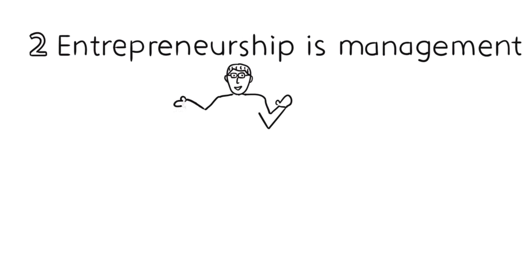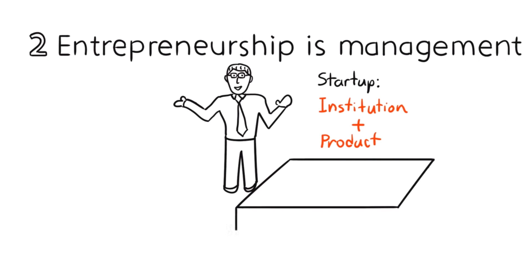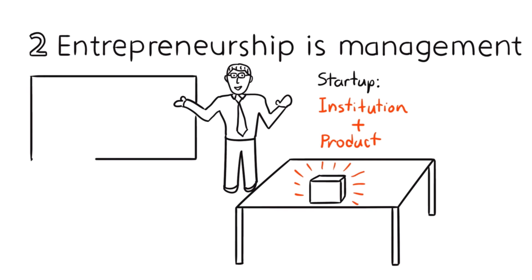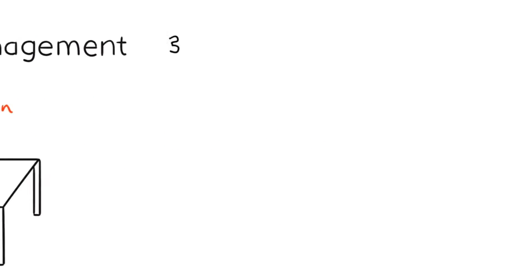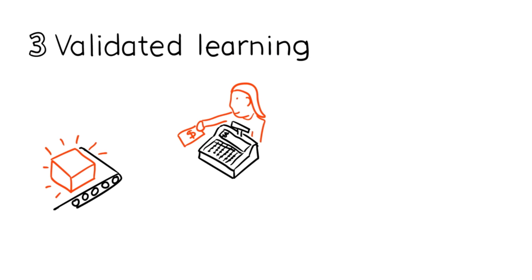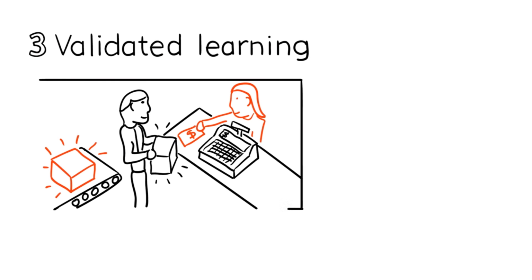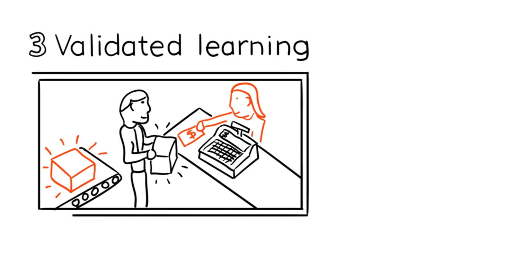Entrepreneurship is management. A startup is an institution, not just a product, and so it requires a new kind of management specifically geared to its context of extreme uncertainty. It's managed through a unit of progress called validated learning. Startups exist not just to make stuff, make money, or even serve customers. They exist to learn how to build a sustainable business.